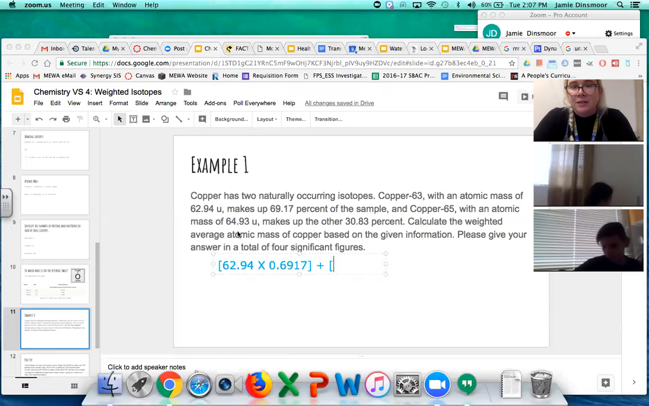Then we have to add the other type of copper, which in this case is copper 65, whose mass is 64.93. This time we're going to multiply by what?